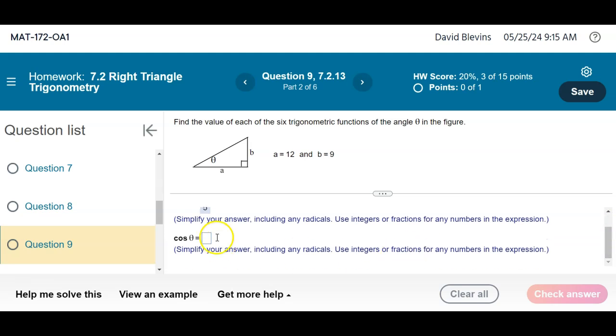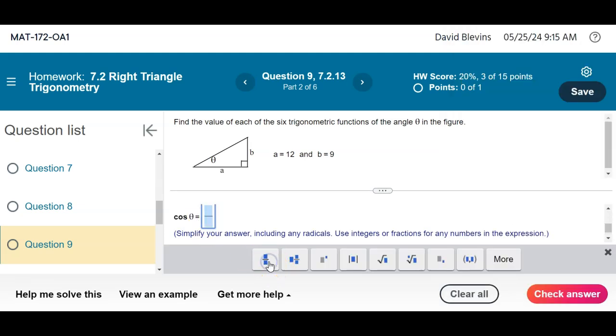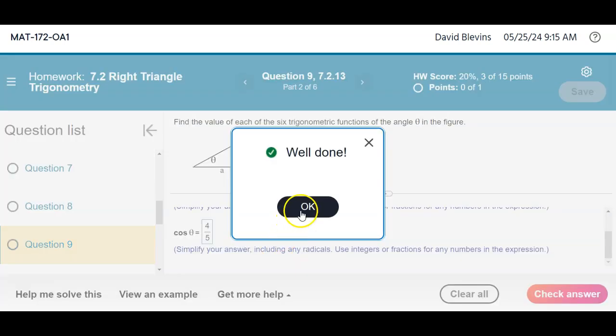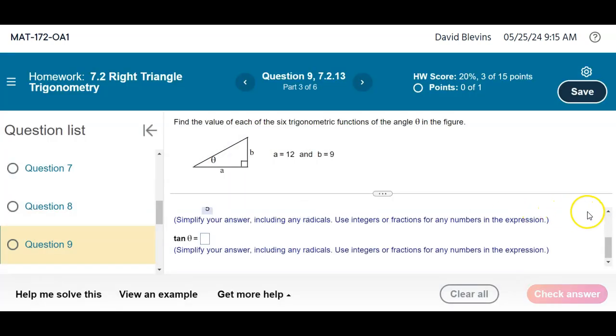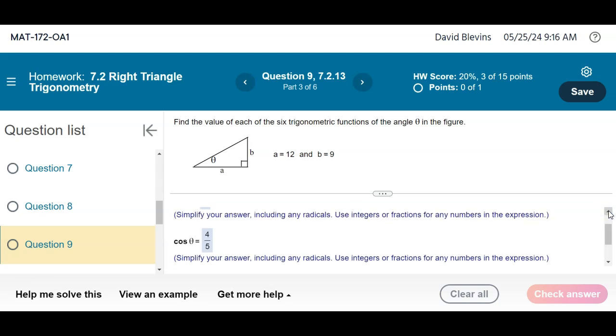All right, cosine, that is the adjacent side, that's A. So that's 12 over the hypotenuse, 15. So cosine is adjacent over hypotenuse, so that would be 12 over 15. I'm going to reduce that as well, so I get 4/5. So cosine is 4/5. That means secant, when it's time, is going to be the reciprocal of that. So secant is going to be 5 over 4.